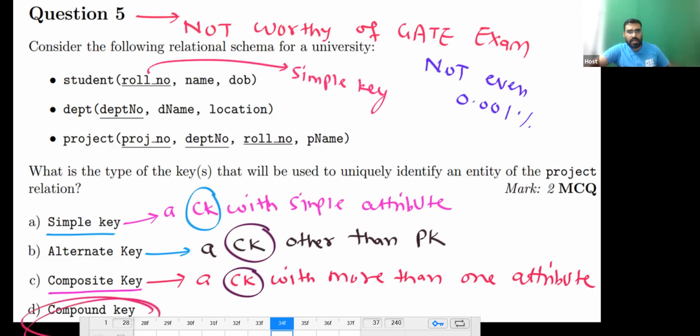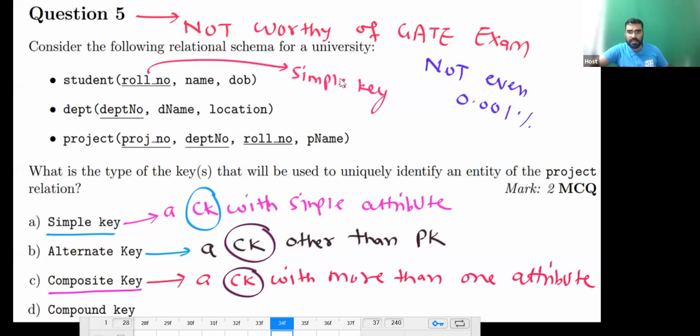Let me tell you one thing. Today, you search the books: Raghurama Krishnan, Navathe, Korth, Ullman. Search all the standard books. You will not find that these two are different. They will not say compound key is something different and composite key is something different. They will use one of them. In Navathe, they are using the same word for both of them.